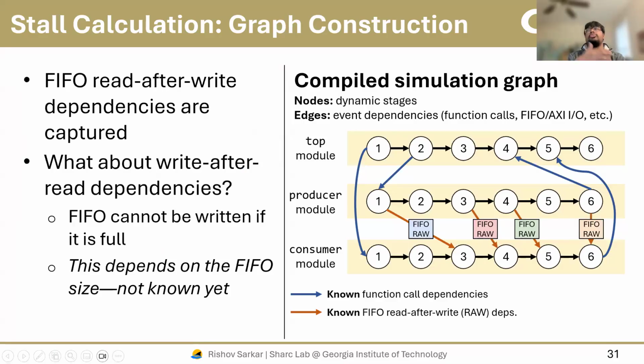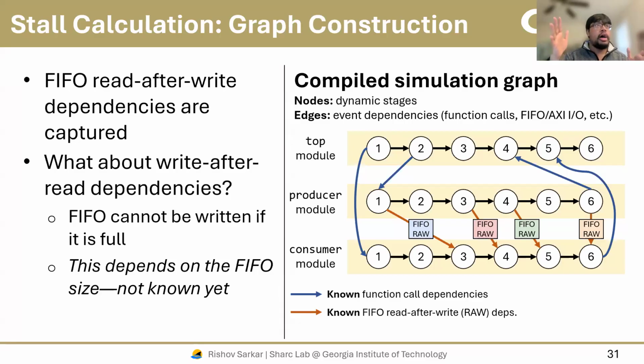So at this point, we've captured these read after write dependencies, right? Because of course, we can't read an empty FIFO. We have to wait for that write to happen before the FIFO read can proceed. But what about write after read dependencies? These are, if the FIFO is full, then the write will have to wait, right?